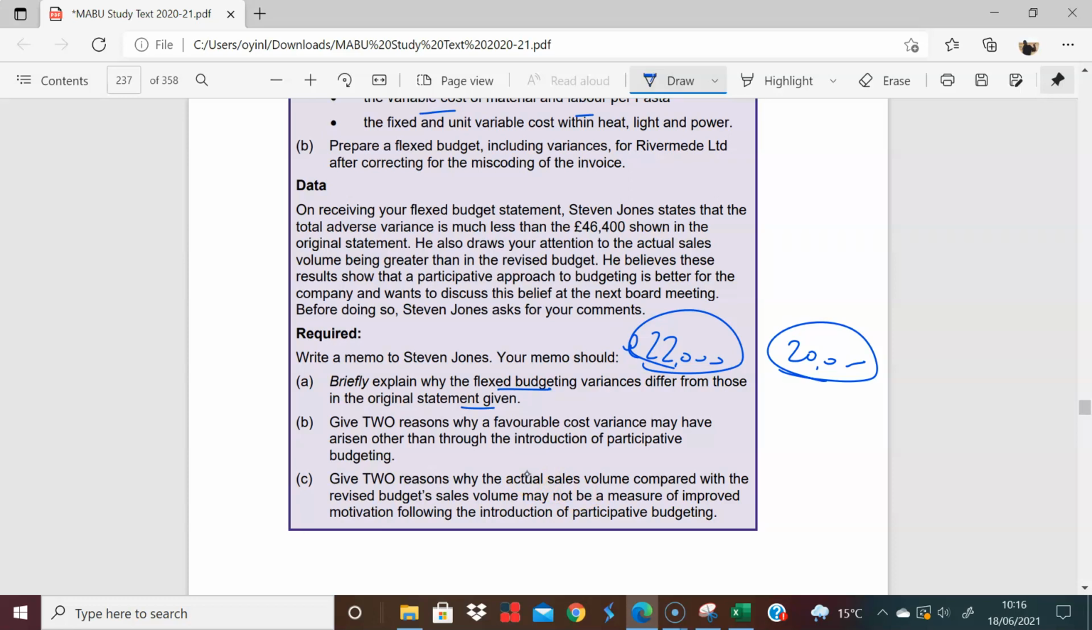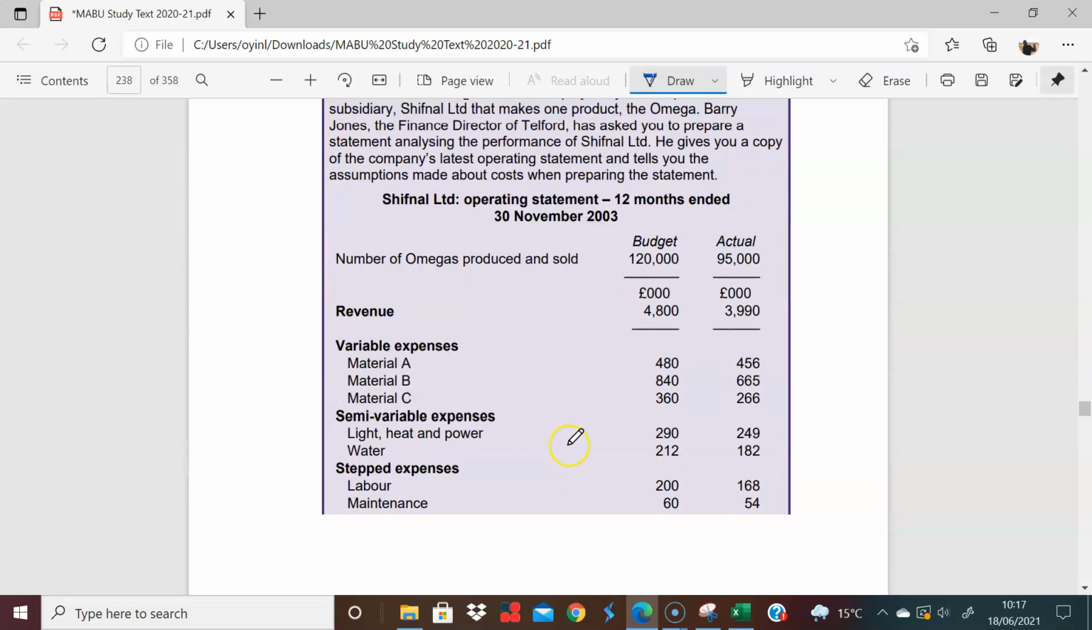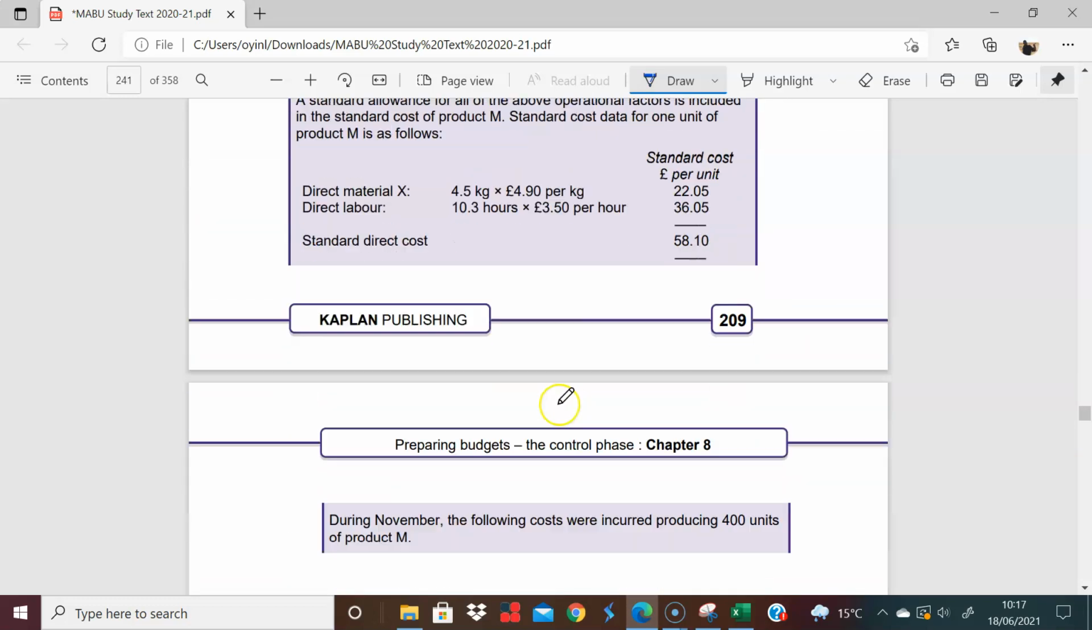And then it goes on to say give 2 reasons why a favorable cost variance, so why we have been able to save money, if you like, on the cost of the raw materials or labor may have arisen other than through the introduction of participative budgeting. And we went through a really long list of reasons why you can have a favorable cost variance, from getting better relationships with suppliers, getting discounts, having more motivated staff. You have a number of things, but let's just go and see what answers they are putting down.